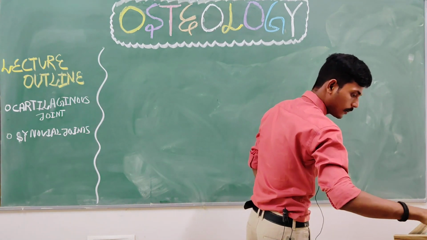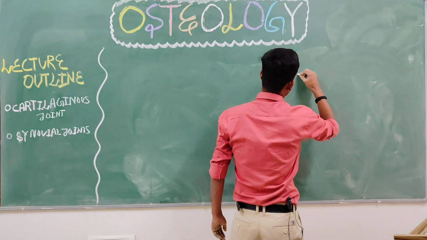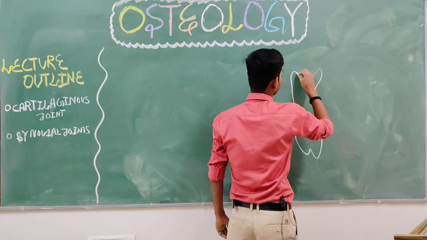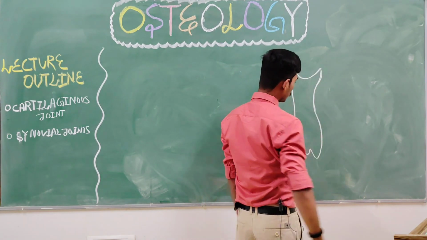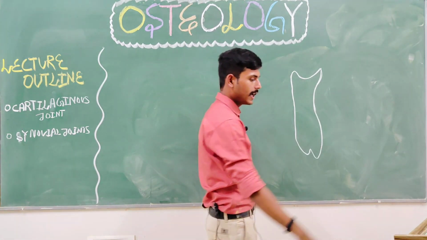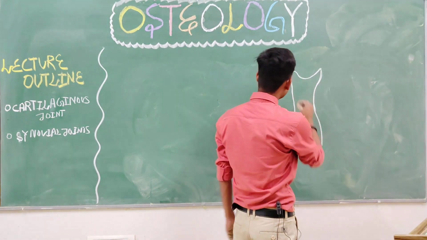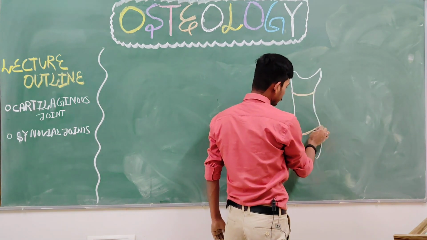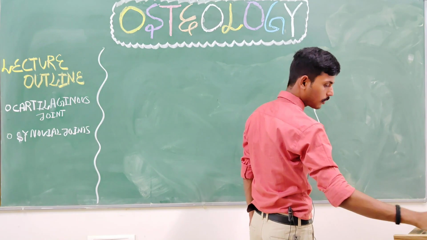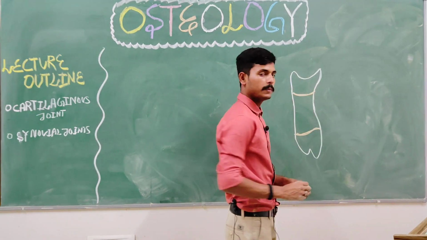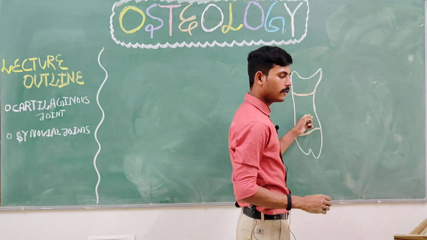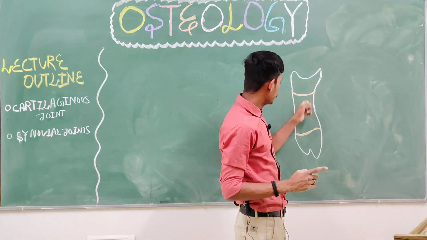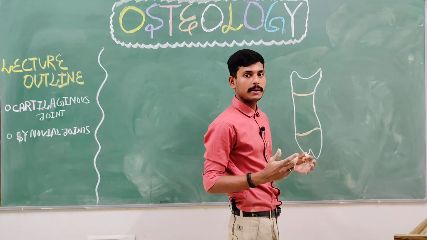See, I'm just roughly drawing it. This is your long bone, an example of the long bone. In the long bone in children, there is the presence of a growth plate. This is a growth plate, also called the epiphyseal plate, and it is an example of the synchondrosis type of cartilaginous joint. It is a relatively temporary joint.